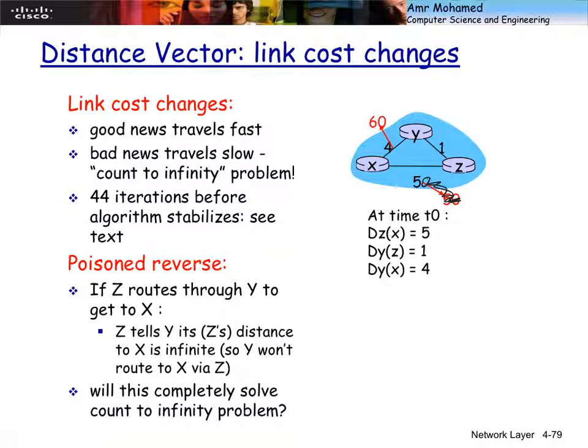However, let's see. When Y detects this link change, Y will send the change that the cost from Y to X has changed from 4 to 60. Y again does not have a global view, so Y will change this DV to X. So the distance of Y to X has now become 60, and it will send this new distance to Z and to X.